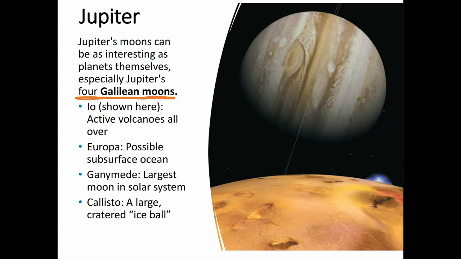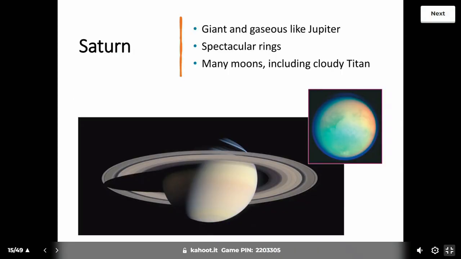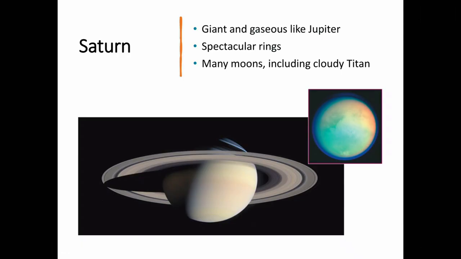Ganymede is the largest moon in the solar system. And then the next moon out from there is Callisto, which is a large ball of ice that has lots of craters on it. The next planet out from the sun is a lot of people's favorite.